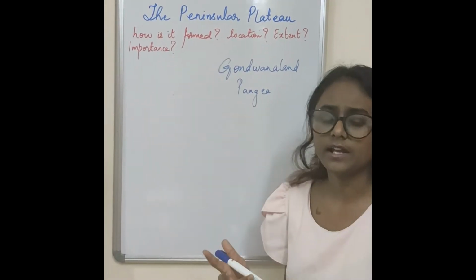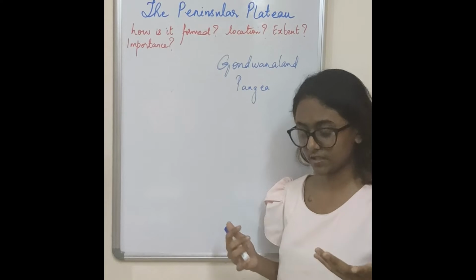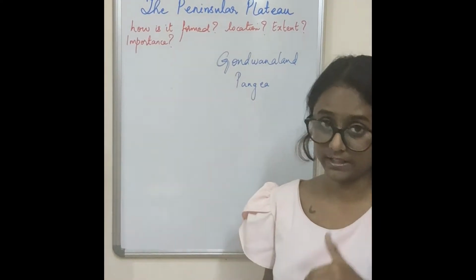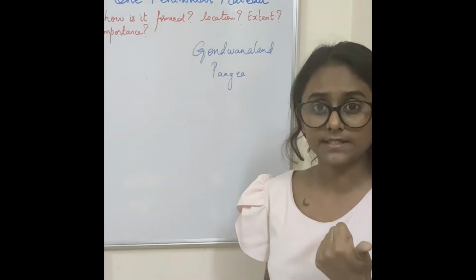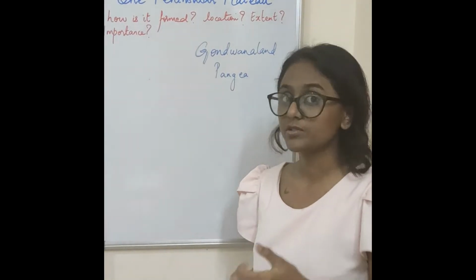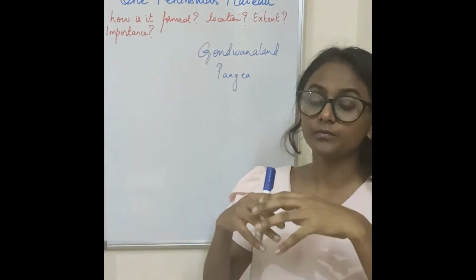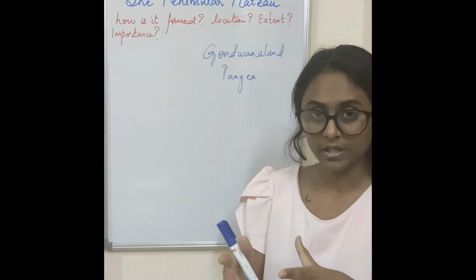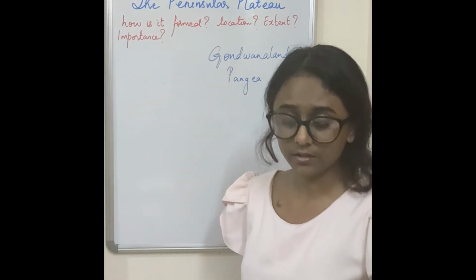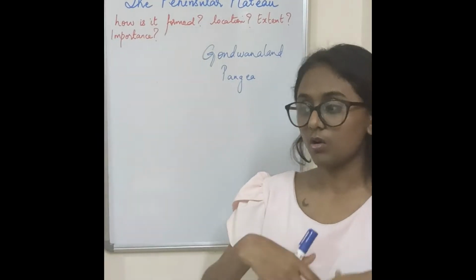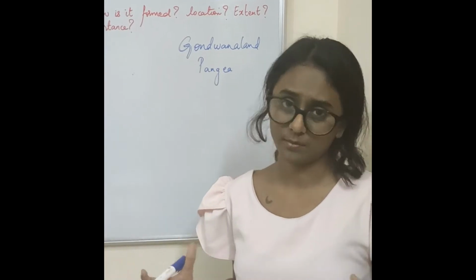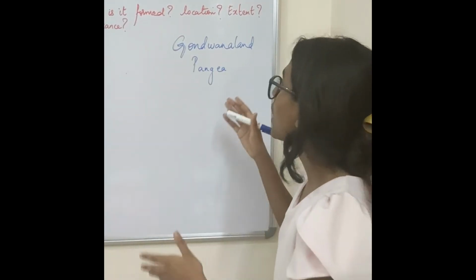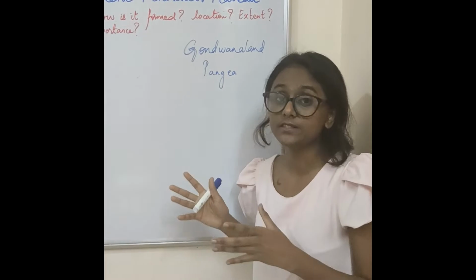So that's why it is one of the oldest features in India, and it has some of the oldest rocks in the world, the igneous and the metamorphic rocks, which are formed after the lava cooled, okay? So when volcanic eruptions happened millions of years ago, all of that lava cooled down and formed igneous and metamorphic rocks. So our Peninsula Plateau has all of these rocks.